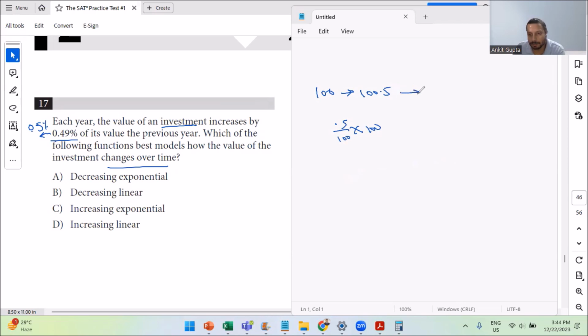And next year it will become 100.5 plus 100.5 multiplied by 0.5%. So that means every year it is going to increase by some amount, but that is not a linear increase, right? Because we are multiplying the value with some number and then adding it to the base value. So that means it will be an exponential increase. So the answer will be option C.